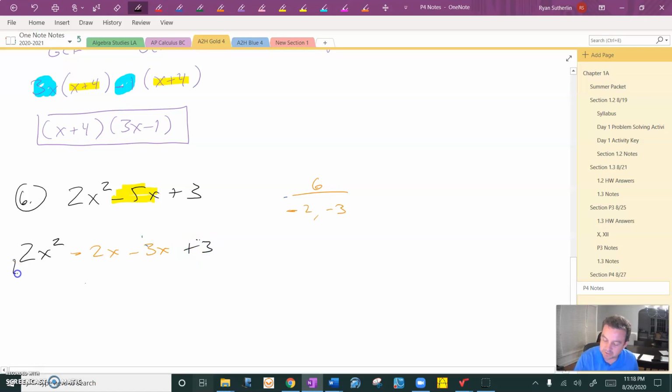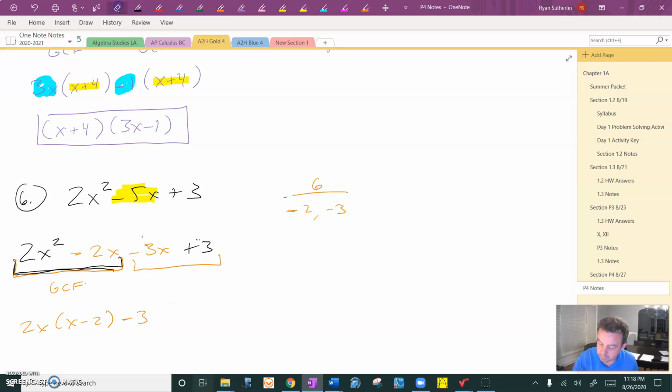Now I'm going to do GCF. So out of 2x squared and minus 2x, the GCF is 2x. And I'm left with x minus 1. Out of negative 3x and 3, they have a 3 in common. The key is, if there's a minus here, you always want to factor out the negative.